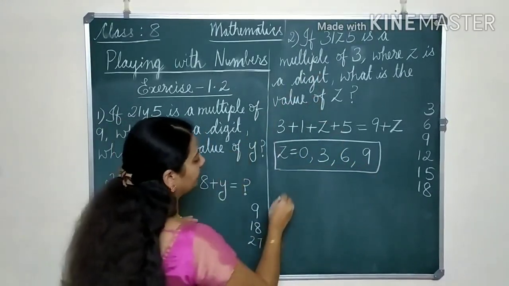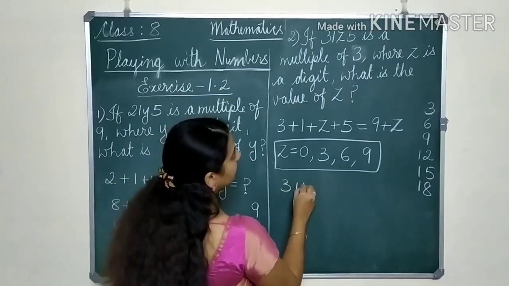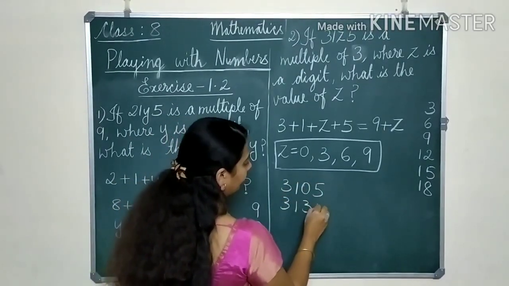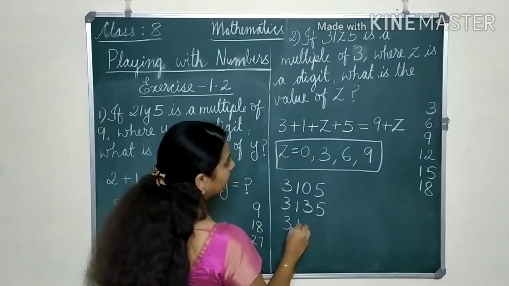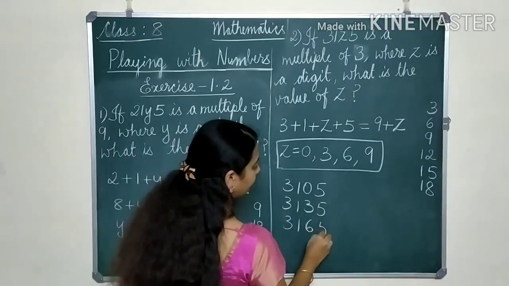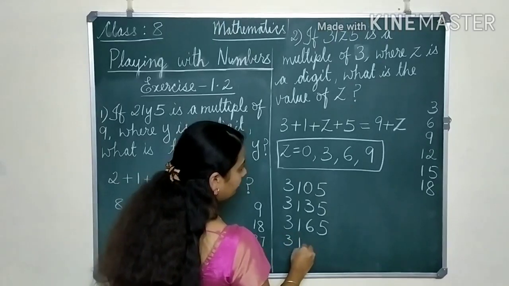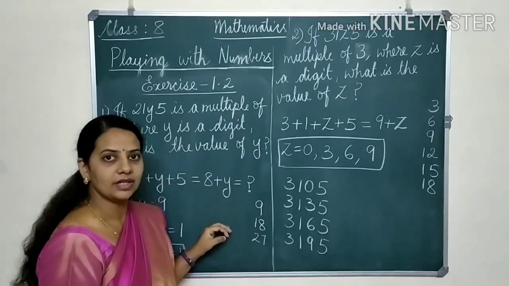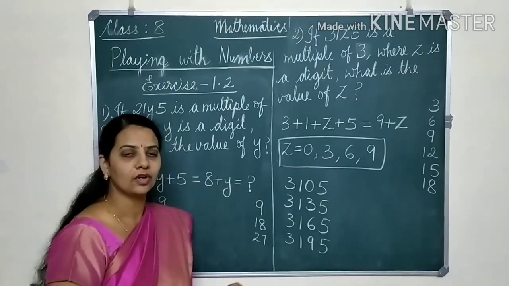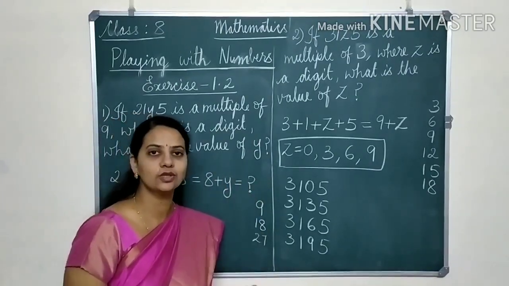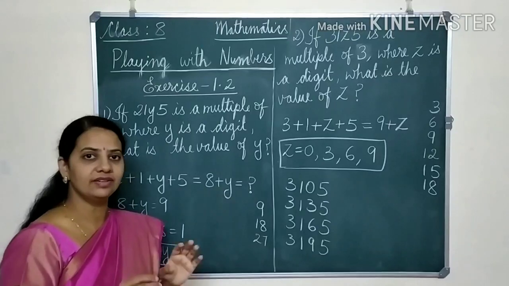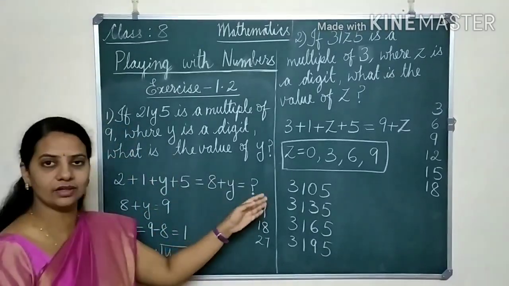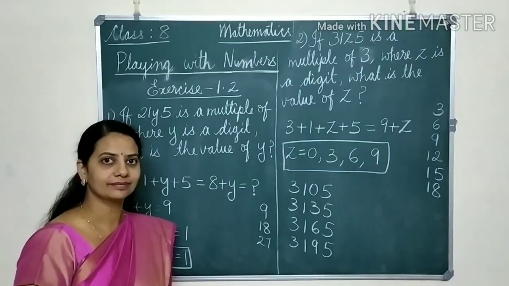Accordingly the number will be 3105 or 3135 or 3165 or 3195. Understood, children? Hope you have understood this much. The other two sums in this exercise, I will leave it to you. You try it out. You have to solve using the same method. Okay? Thank you.